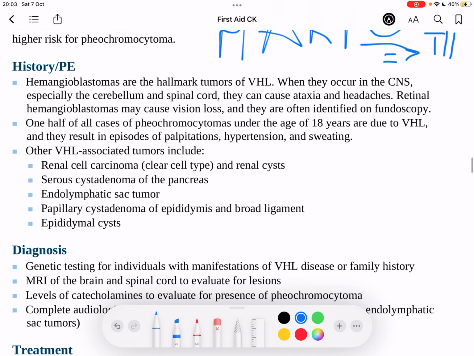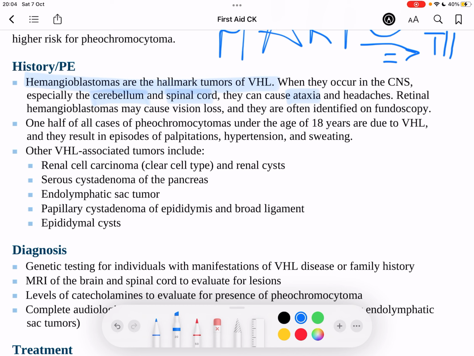So with that in mind, let's go through some of the physical exam findings. Hemangioblastomas are the hallmark of von Hippel-Lindau. They can occur in the CNS, especially the cerebellum, and we mentioned this when we discussed CNS neoplasms. Aside from the cerebellum, they can also occur in the spinal cord. If somebody has cerebellar problems, you're going to get things like ataxia, dysmetria, a failed heel-shin test, maybe some truncal ataxia if it's more in the vermis. You can use your neuroanatomy skills to identify that, and headaches as well.